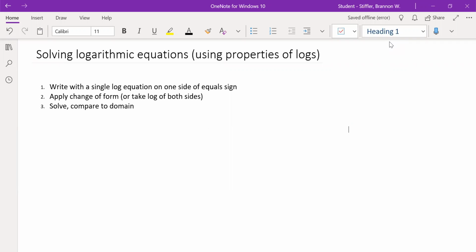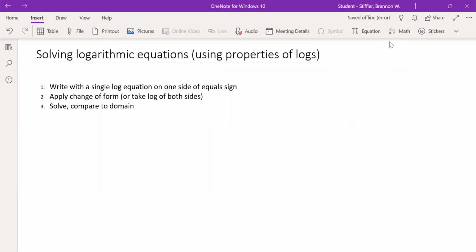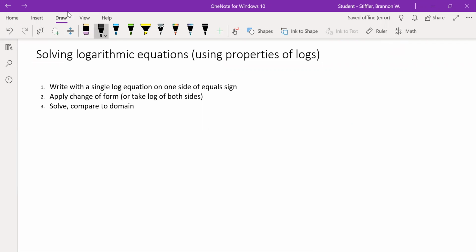Now what I want to do is go over a couple of examples of solving logarithmic equations that use properties of logs. In particular, I'm looking at properties that follow, or rules that you can apply, such as your multiplication property. So if you recall, log base b of x plus log base b of y can be combined as log base b of x times y.